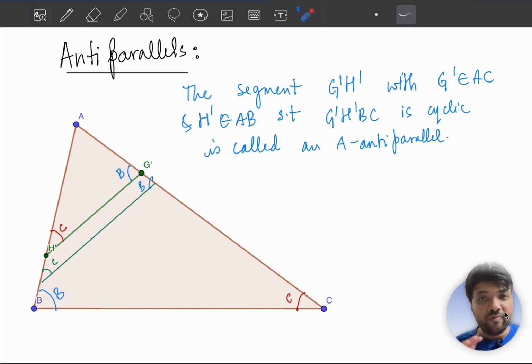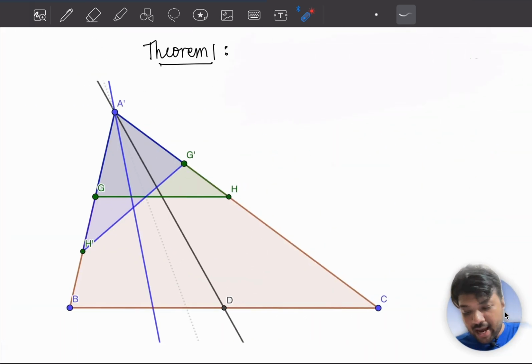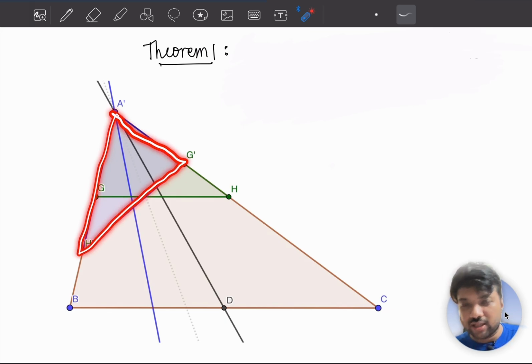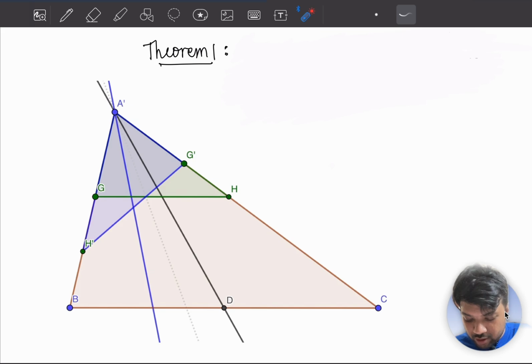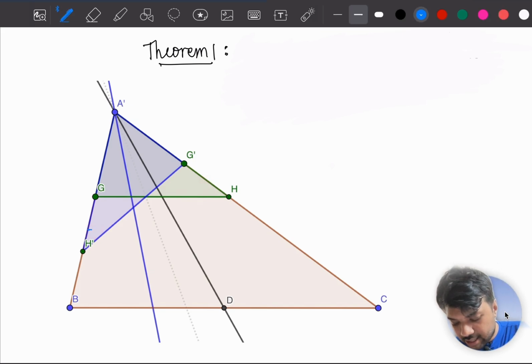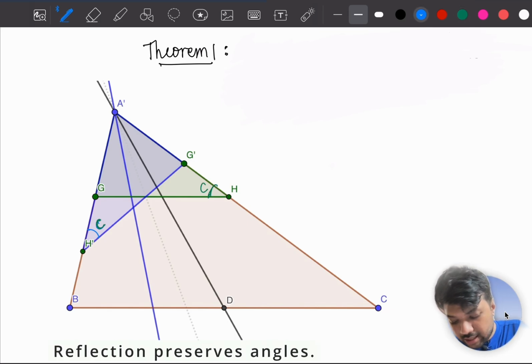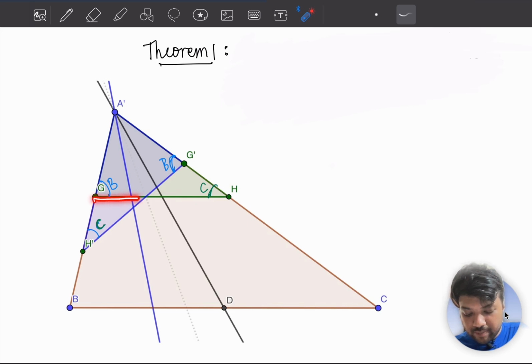All right, so with this let's see what is the connection to an A-Symmedian. Here's the observation. If you take G' H' and you reflect it in the A angle bisector, then you will actually get a parallel line. The GH would be a parallel line. The reason is pretty simple. When you reflect G' H', you could consider reflecting the entire triangle AG'H', and under reflection this angle and this angle will be the same. Notice that this angle was seen in the definition of A-antiparallel. Now after reflection this would be C, and similarly this angle was B. So after reflection the segment GH that you get would be inclined at an angle C and B here, which means that GH is parallel to BC.